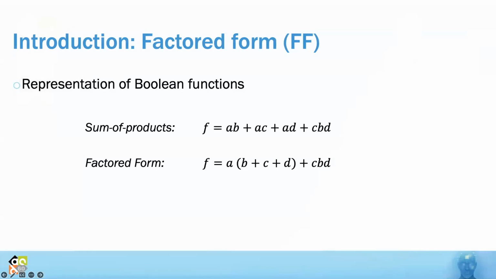There exist multiple ways of representing Boolean functions. One is the sum of product. It consists of product terms of literals that are all together to realize a function. There exists also an extension of sum of product that is called the factor form. Factor form consists in factoring some product terms or literals in a sum of product. This is very similar to factoring in classic algebra. And we can share some terms such that the number of literals of the function can be reduced. For example, here in this example from 9 to 7.